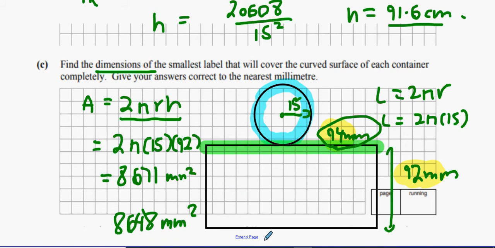Yeah, you get that. No, because it says to the nearest millimeter, so I rounded off everything. It's an interpretation of the question. Go. Move on.